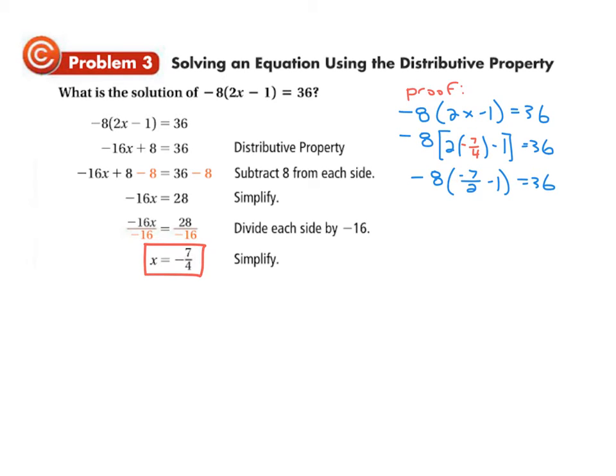And continuing on, by the way, you notice that I'm not doing the distributive property here. I'm just simplifying using order of operations. Order of operations says do what's inside the parentheses first and follow order of operations inside. So I did the multiplication first. Now we'll do the subtraction.